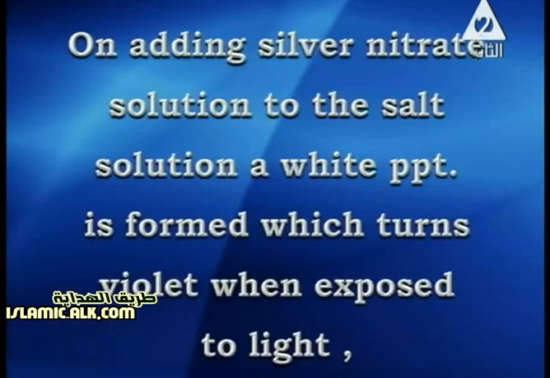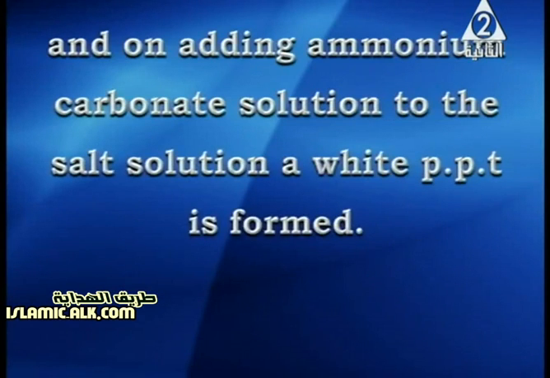Next one. When adding silver nitrate solution to the salt solution, a white precipitate is formed, which turns violet when exposed to light. And on adding ammonium carbonate solution to the salt, a white precipitate is formed. My dear students, here we have two experiments. Each one tests a radical, one testing the acidic radical and the other testing the basic radical.